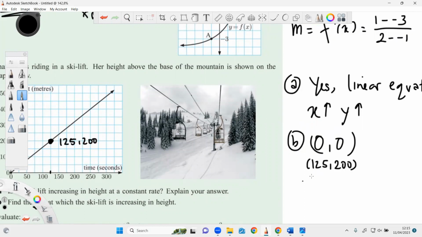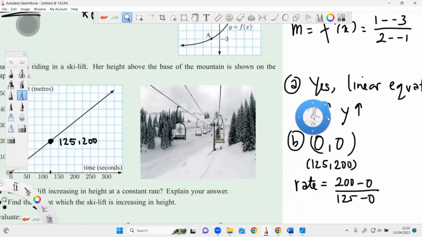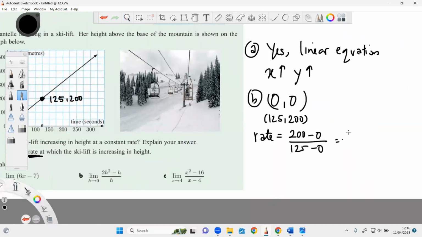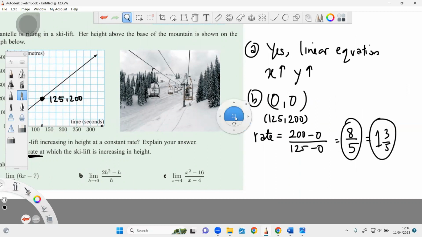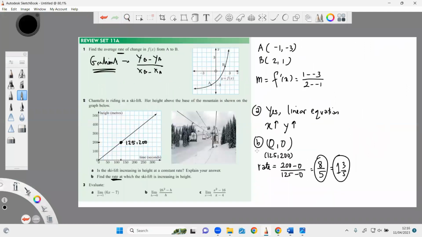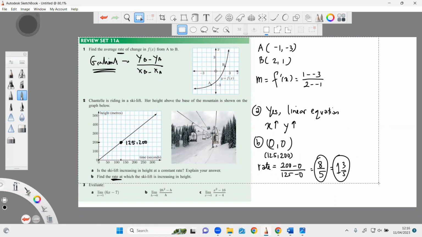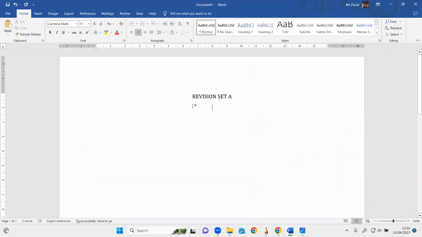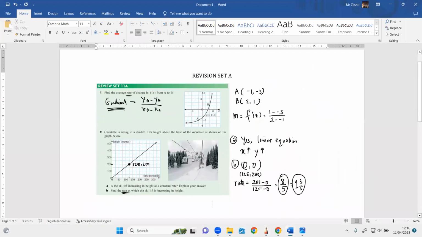So the gradient or the rate will equal 200 subtract 0 over 125 subtract 0. We can make it simple. Divide by 25 and over 5, right? So 1, 3 out of 5. You can choose either one of it. Okay, I will copy paste the file and we go for number 3. Let's do number 3.